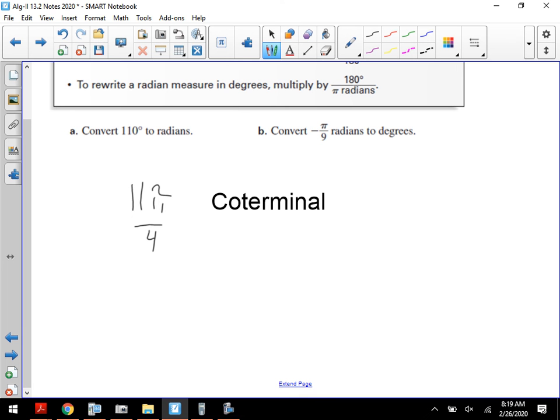1 revolution in radians is how much pi? 2 pi. Okay. Now, in terms of fourths, because that's my denominator, 2 pi would be how much? 8 fourths, right? Are we okay with that? So, is this more or less than 1 revolution? It's more. So, this isn't a bad place to do a mixed number. 4 goes into 11 how many times? Twice, and how many are left over? 3. So this is 2 and 3 pi over 4, basically, if you think about it.